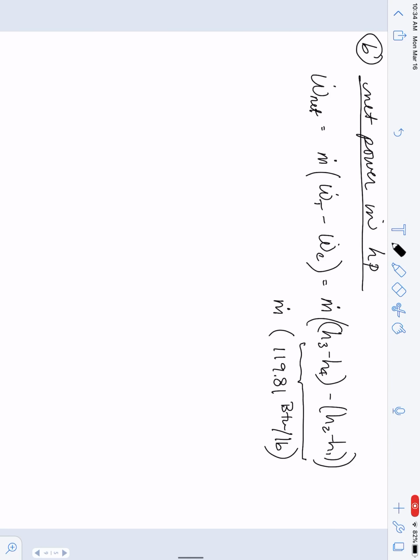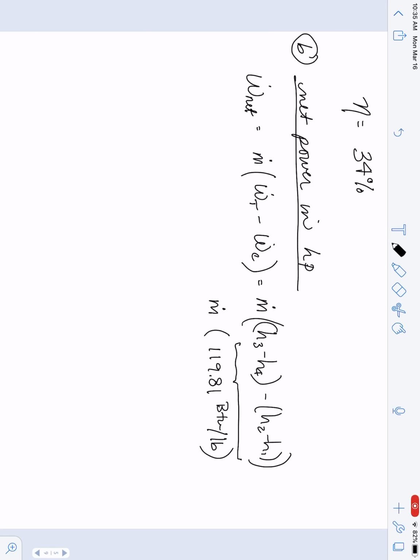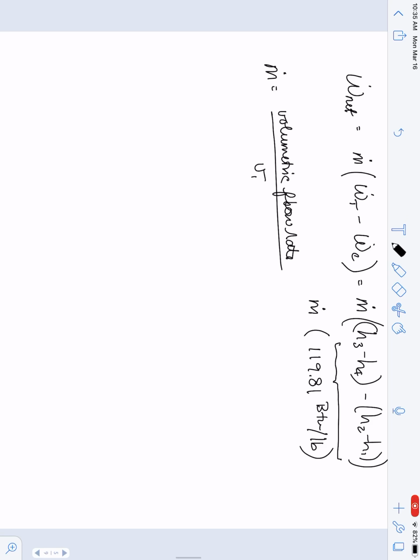Well, for this problem, we were given a volumetric flow rate. And so, of course, to get a mass flow rate, we need the volumetric flow rate divided by the specific volume. So the volumetric flow rate divided by V1. So what is the specific volume at V1? Well, to find that, we're going to need to use the ideal gas law. So specific volume at V1 is going to be RT1 over P1.